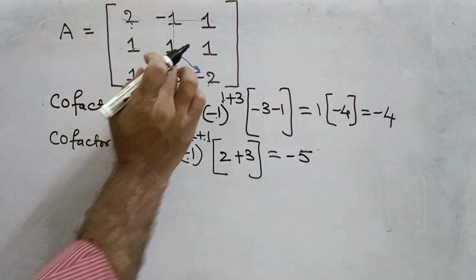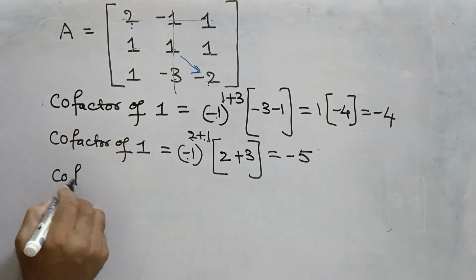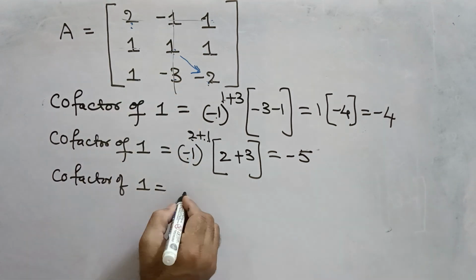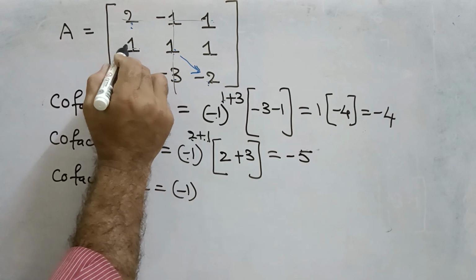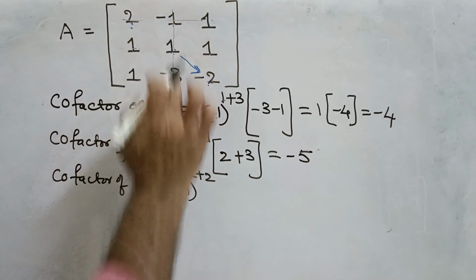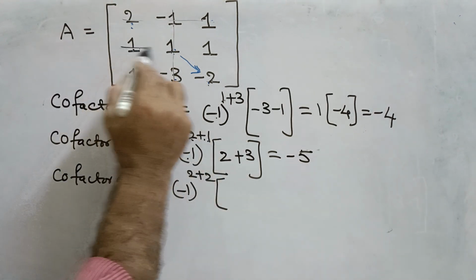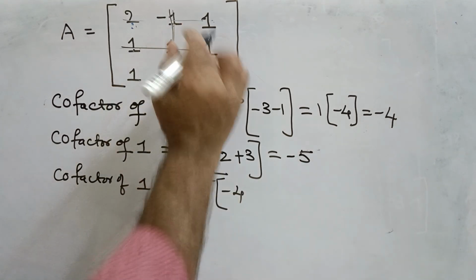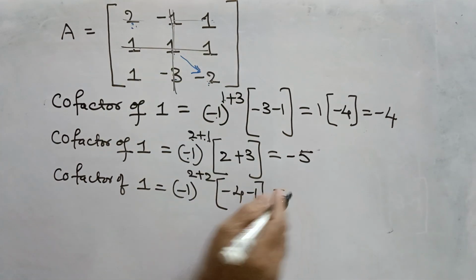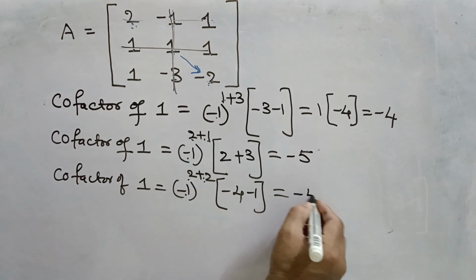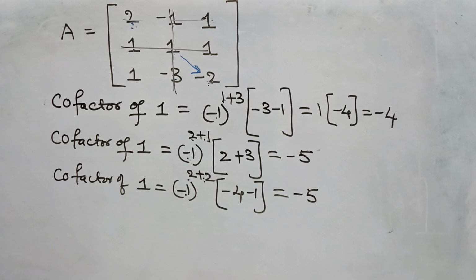And similarly, the cofactor of the middle one, it is minus 1 power, second row, second column, 2 plus 2. Ignore these two, then 2 into 2 minus 4, 1 into 1 minus 1. This is equal to 2 plus 2, 4, so obviously it is plus sign, minus 5. So the cofactor is minus 5. Understood?